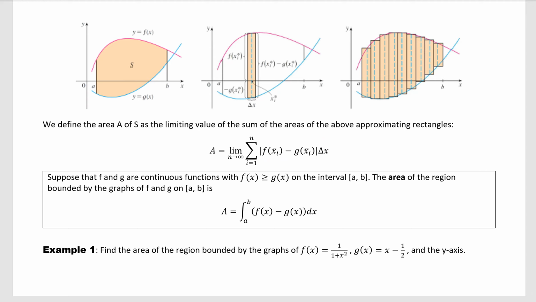Suppose f and g are continuous functions with f greater than or equal to g on the interval a to b. Then the area of the region bounded by the graphs of f and g on the interval a to b is given by the definite integral from a to b of f of x minus g of x dx. So it exactly corresponds to our Riemann sum. That's the area of the rectangle.